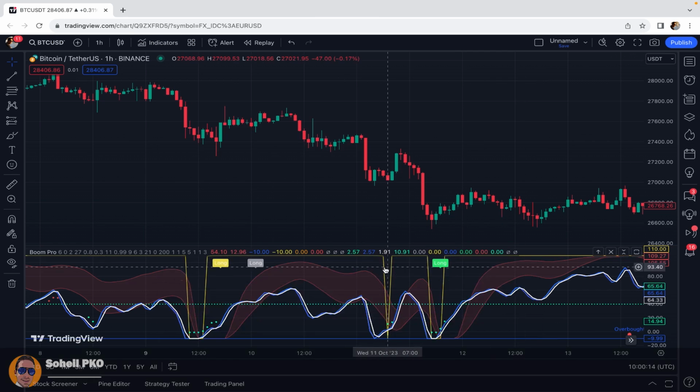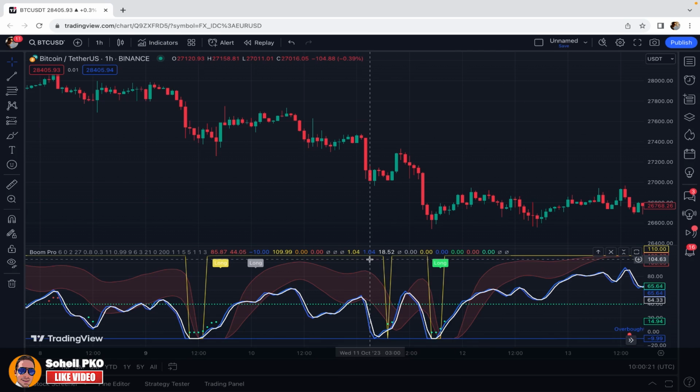Alright, this is the indicator, and as you can see, it's added here below the chart in the form of an oscillator, including many lines, shapes, and labels. It may seem a little confusing, but don't worry, I'll explain the key components and how you can use them for trading.